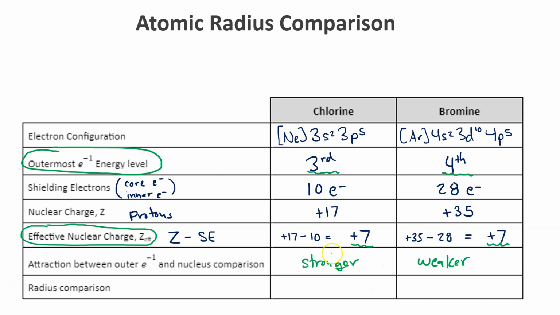Of course, anytime there's a stronger attraction between the electrons and the nucleus, that's going to pull the electrons closer to the nucleus, making it smaller. That means bromine, with its electrons having a weaker attraction to the nucleus, is going to be larger. And if you follow this type of format, any single time you're making an atomic radius comparison, you're likely to come up with the answer.